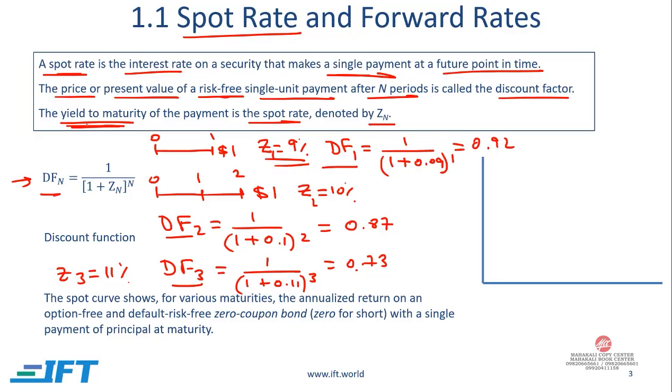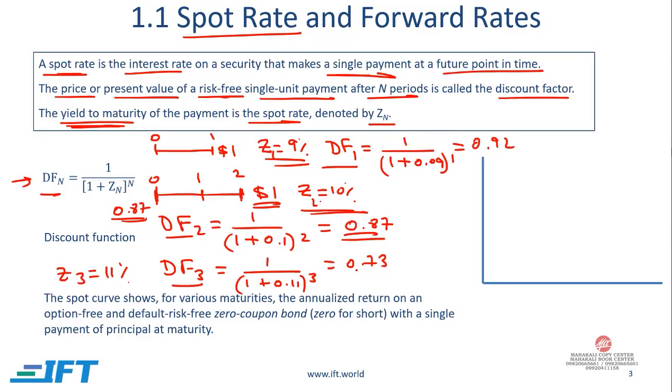The yield to maturity means that when you buy the security here at time 0, the yield to maturity is 10%. So we calculated the discount factor here. That was 0.87. If we buy a security for $0.87 here at time 0 and hold it to maturity, and at maturity we will get $1, what is the yield to maturity? That yield, the annualized yield, is 10%.